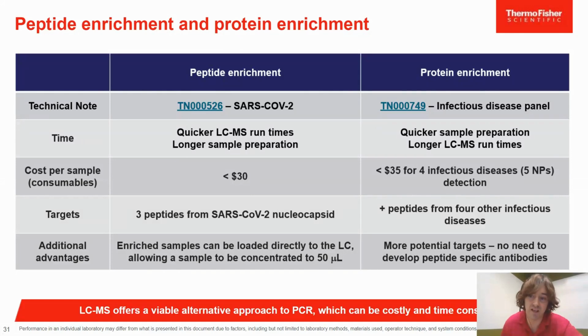In addition, the Dynabead method has more potential targets and is likely to be easier to pivot from in the case of future pandemics. However, the ability to load concentrated samples onto the LC systems with the peptide enrichment method does decrease the viral load needed for a positive test.